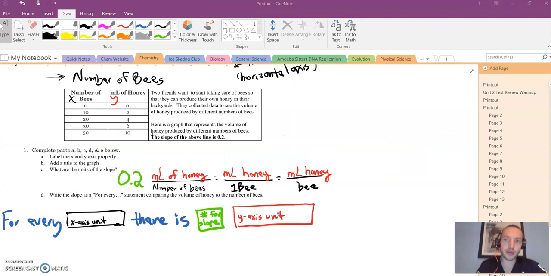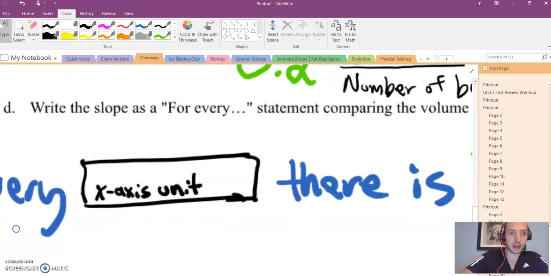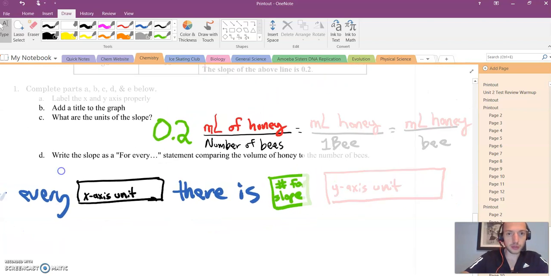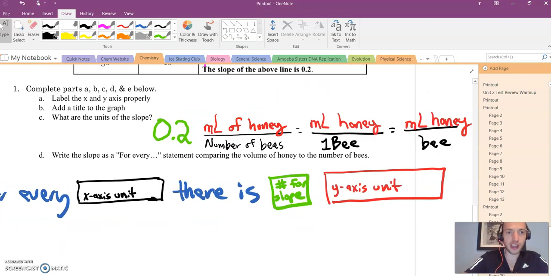So here's a quick way to think about how to structure a for every statement. It's going to say for every blank, there is blank blank. The way to think about it, it's always going to be for every, and then here I put this in black because we wrote the x-axis units in black. For every x-axis unit there is, and then in green, it's going to be the number for the slope, and then in red is the y-axis unit.